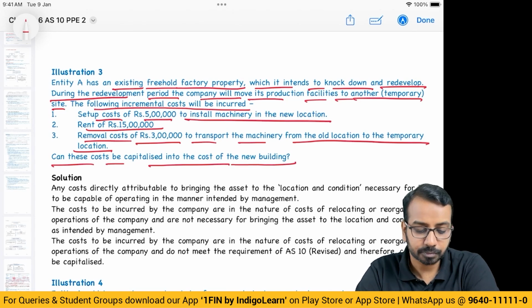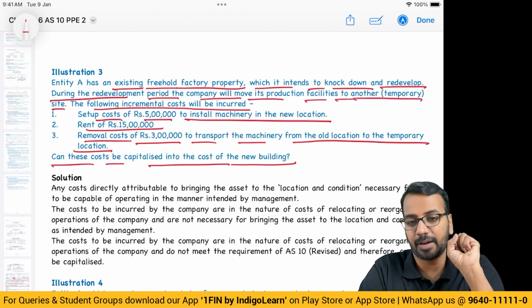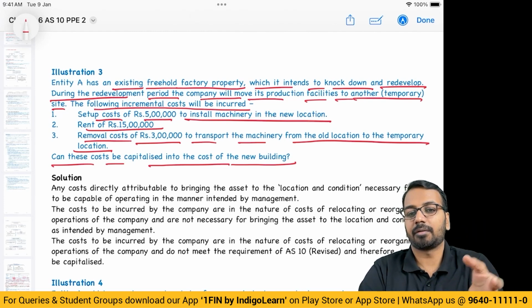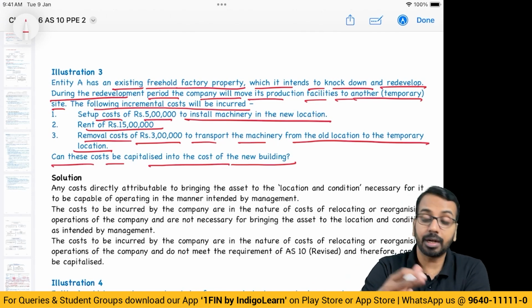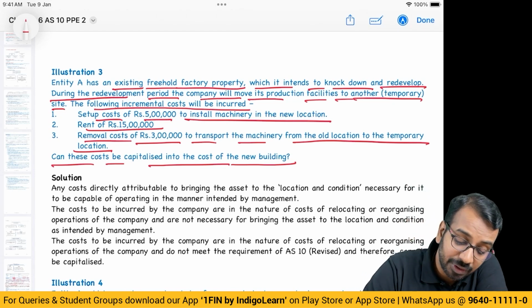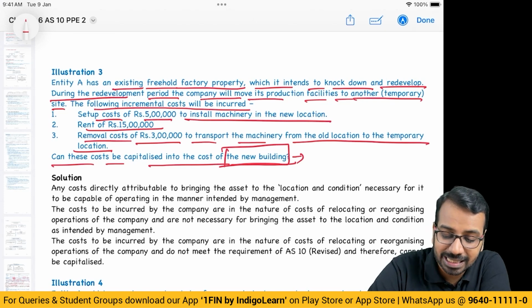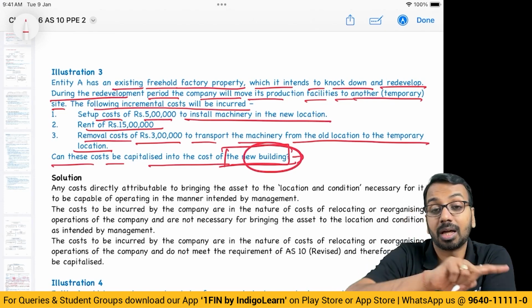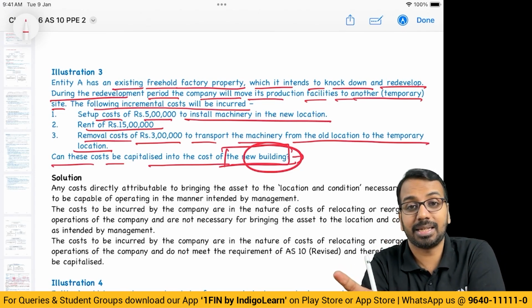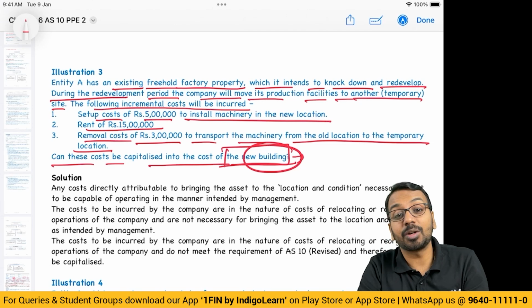Right? Now, what are we doing? We want to redevelop a particular factory. Because we want to redevelop the factory, we are moving our existing premises, plant and machinery to a new location. Now, when you are moving to a new location, we are incurring some cost. Can we add it to the cost of the new building? The question we have to ask is, was the cost necessary to bring this new building into place? See, the relocation cost and the rental cost might be necessary for operation purposes. But is it necessary to get the building into place?